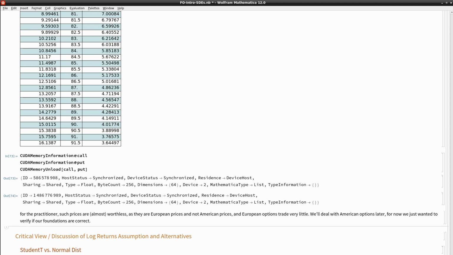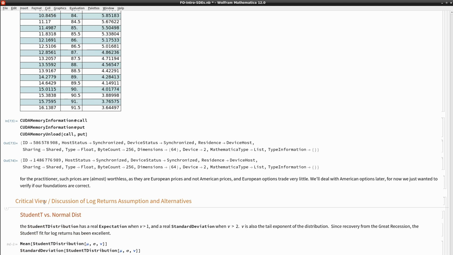Okay, I want to give a critical view and a discussion of the log returns assumptions and maybe talk about alternatives. It's a fair question to ask, is this really realistic that we take the logarithm of the stock prices? Are there alternatives? And what about the distributional assumptions that we have? So let's compare the normal distribution with the student t distribution. The student t has a real expectation when nu is larger than 1, and also a real standard deviation when nu is larger than 2. Nu is the tail exponent of the distribution, and since the recovery from the Great Recession, the student t fit for the log returns has been absolutely great, absolutely excellent.